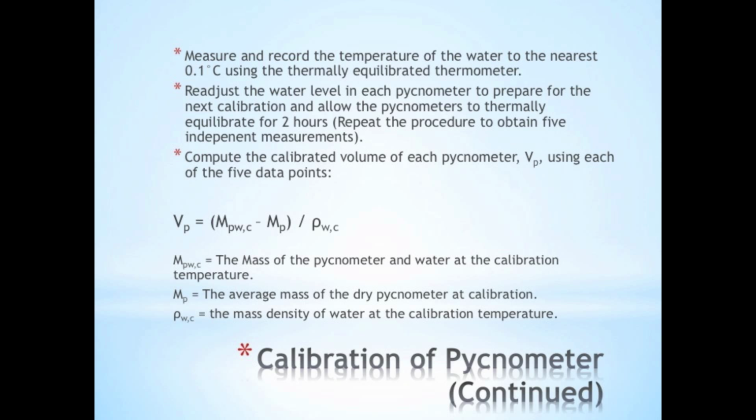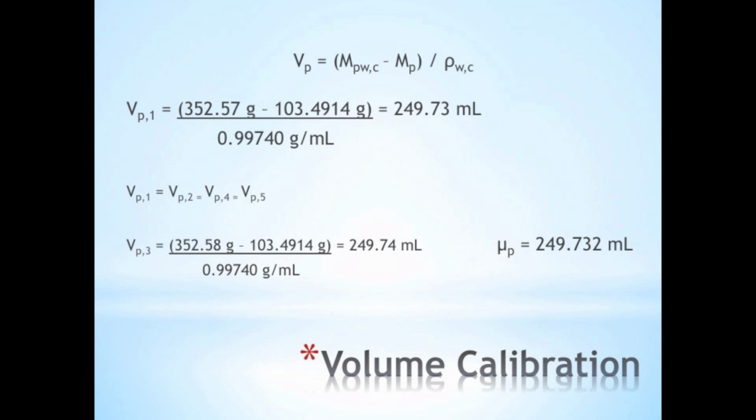Next, average the 5 volume measurements and compute the standard deviation. The ASTM standard requires a standard deviation of 0.05 milliliters or less to ensure accuracy. If a standard deviation of 0.05 milliliters is not met, the process must be repeated. In our case, measurements 1, 2, 4, and 5 were equivalent.